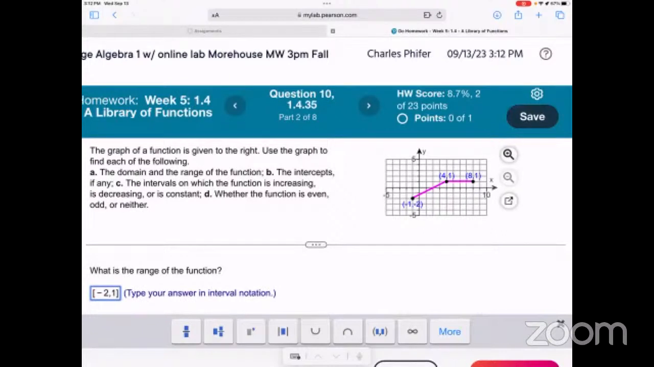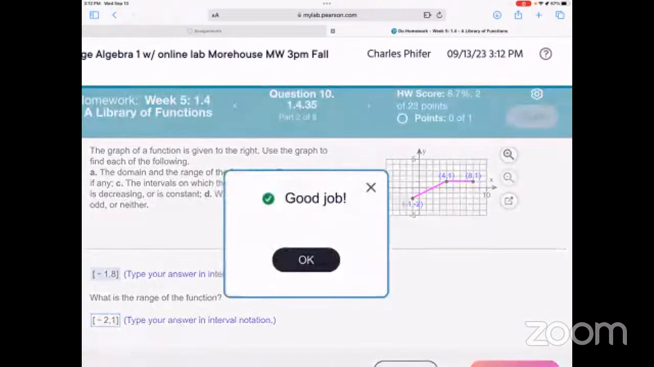Okay, hopefully this is all clear. If anything is not clear, feel free to unmute yourself to ask questions. Otherwise, I'm going to power through.